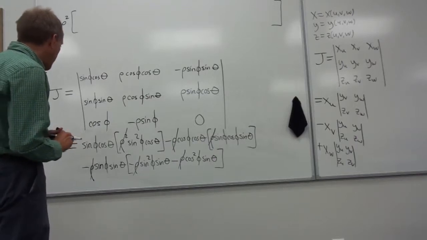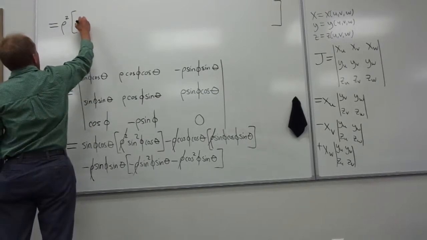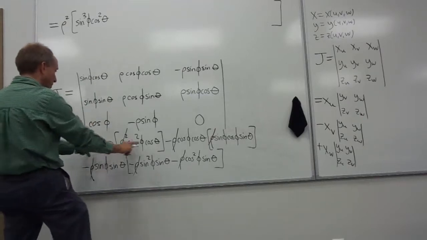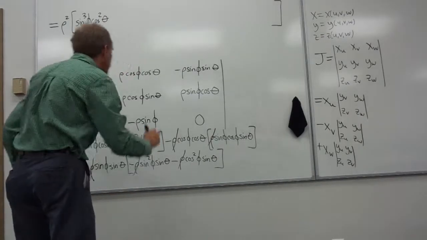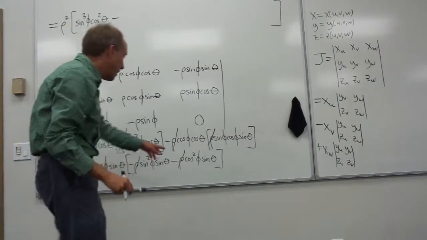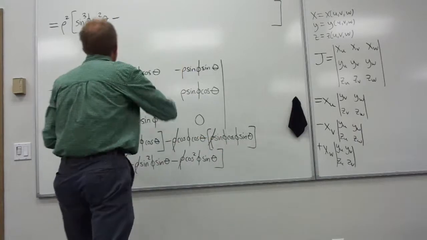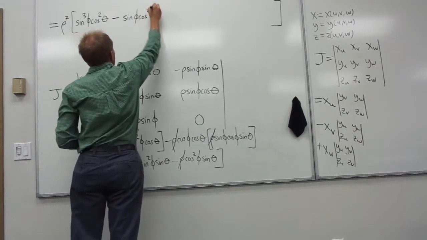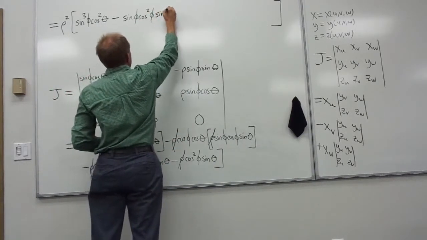So I've got, let's just multiply out this first term here. I've got sine cubed of phi cosine squared of theta, right? And then over here I have minus, what am I going to have here? I have a sine phi, I have two cosine phis, so sine phi cosine squared phi, and then I have sine theta and cosine theta.